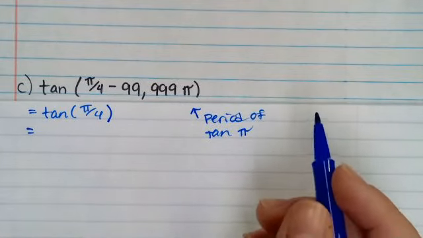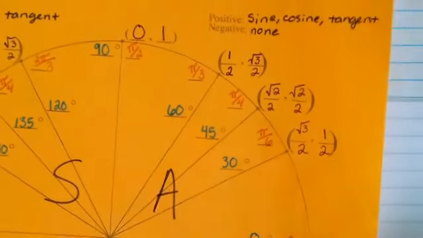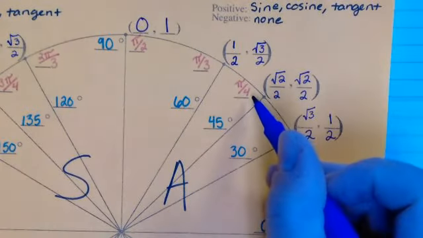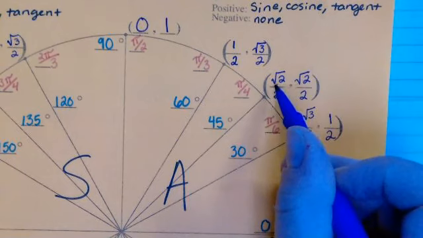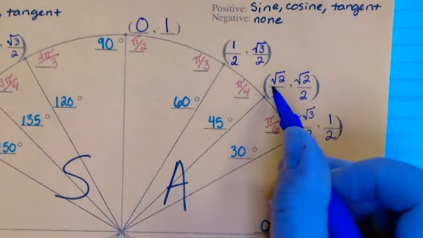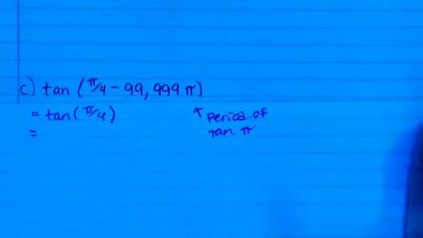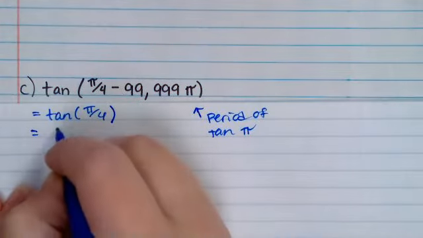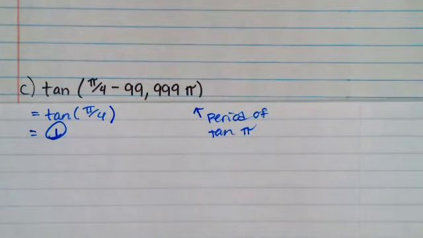And tangent of pi over 4, we're just going to jump over to our unit circle. Pi over 4, tangent is y over x, root 2 over 2, divided by root 2 over 2, which is just 1. There's your answer. Crazy, right? We can do math like this that, if you get the hang of it, is much quicker than reaching for a calculator and typing it in to get your answer.